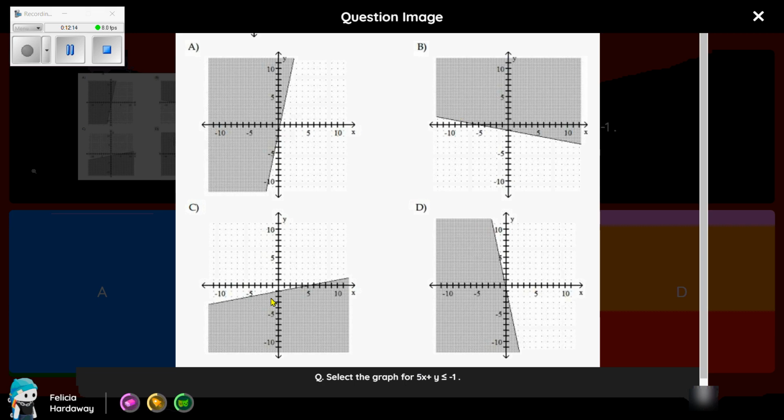And see which graph matches. Okay, so I'm not going to require a lot of work on this because there are not that many to solve for y. You are using your strategies of looking at the shading, looking at the line to find the right match. All right, thanks for getting this done. This will be a grade. I'll see you tomorrow.